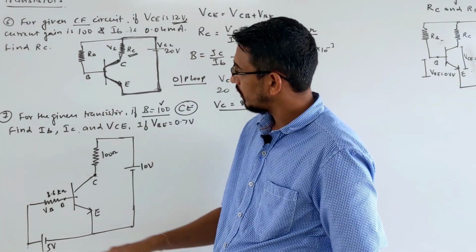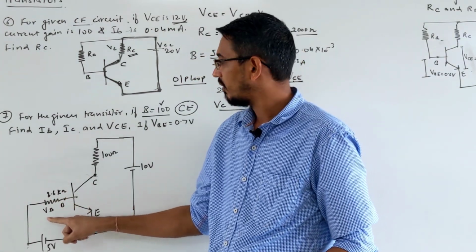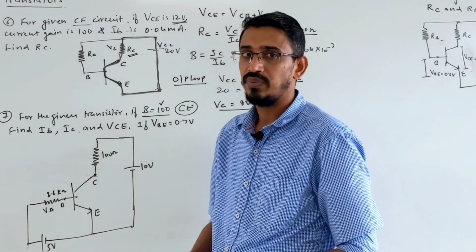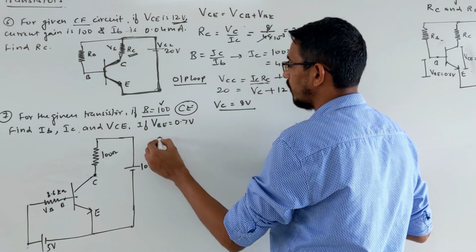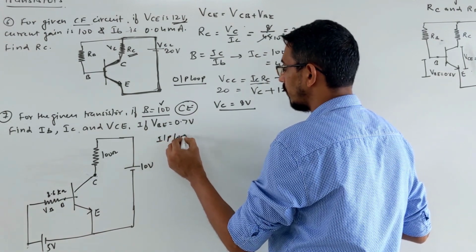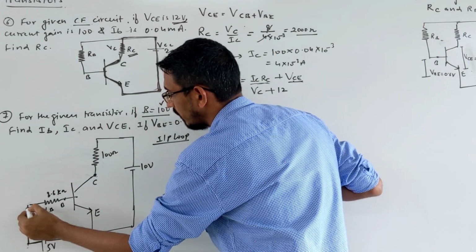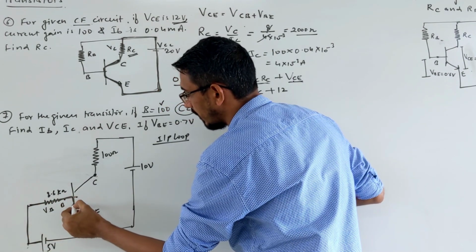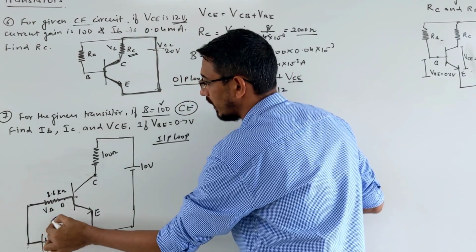Why am I doing it like this? Because we know the input resistance. If we find the input voltage, we can find the input current, right? If you know the input current, then you can find the output things also. So I am talking about the input loop. Which loop? Input loop. It means you start from this battery, you go here, you get this resistance, then you come to this junction, then you come backward here. This is the input loop.